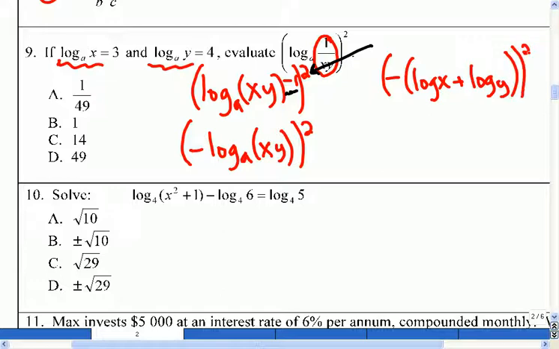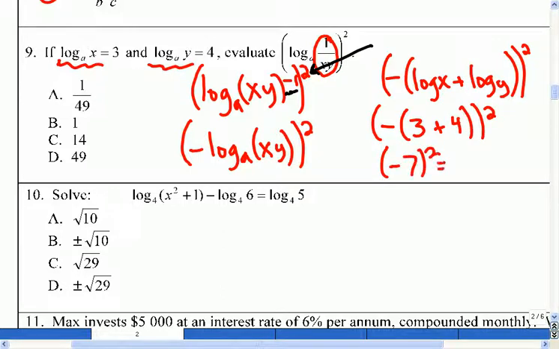So according to the instructions, log A of x is worth 3 and log A of y is worth 4. So this is negative 7 squared, which is 49. So D was the answer there.